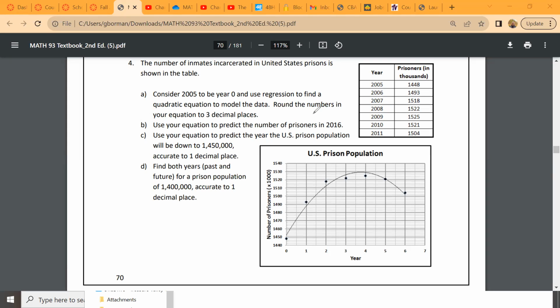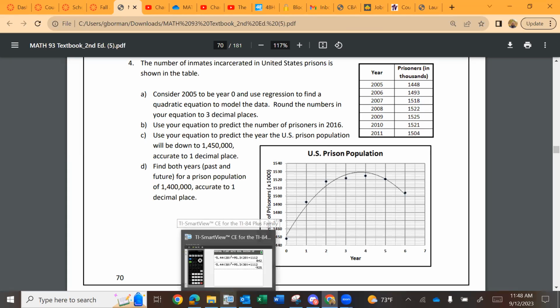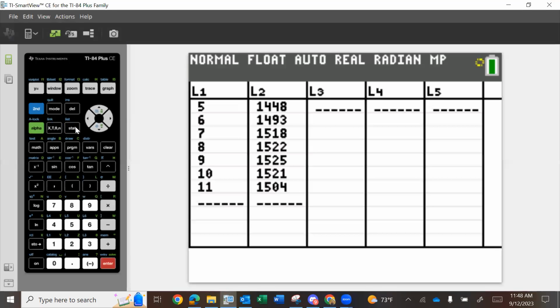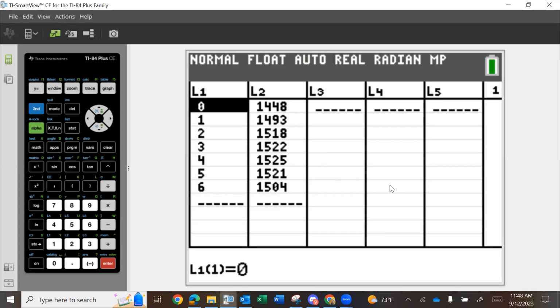Find a regression equation, 3 decimal places. And it's supposed to be quadratic. Now, because the data is all the same, and we're making very little difference, our equation is going to be very similar. I think I can just go up there and say L1 minus 5. And that subtracted 5 from everything. Or you can just type the numbers in.